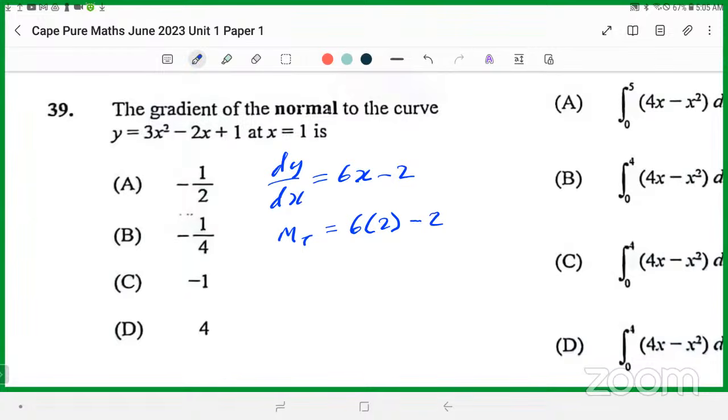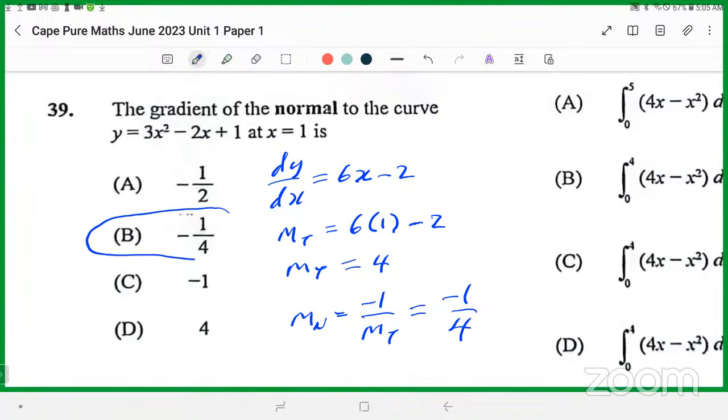No. x equals 1. Why am I putting 2? 6 times 1 minus 2. That's 4. So the gradient of the normal is -1 over the gradient of the tangent, which is -1 over 4.